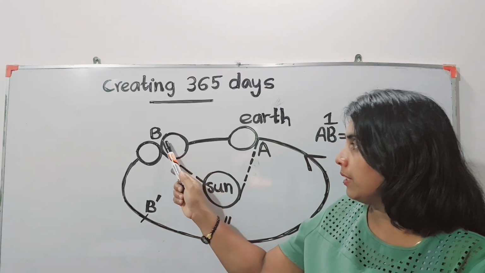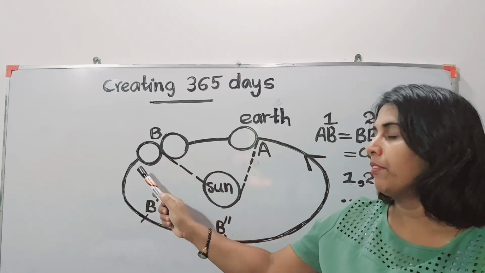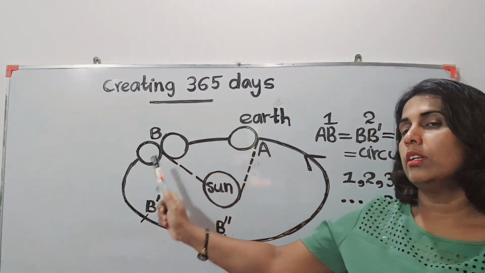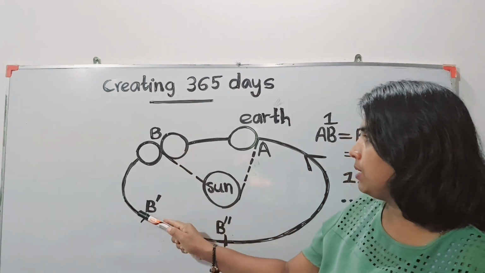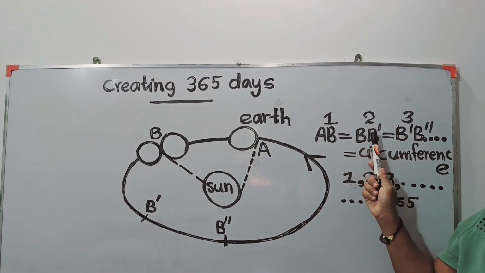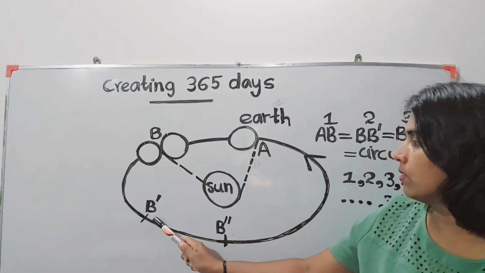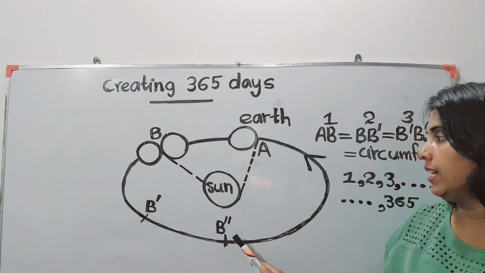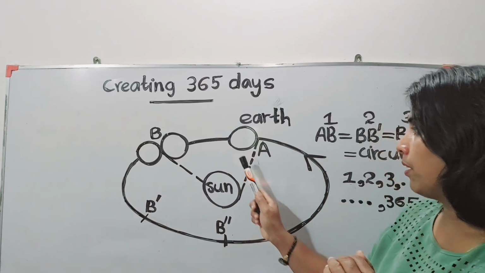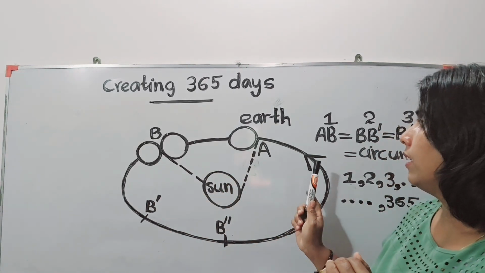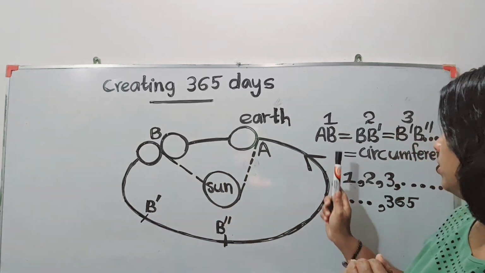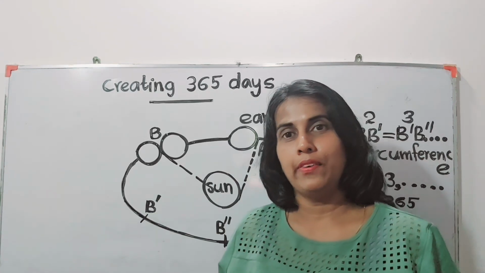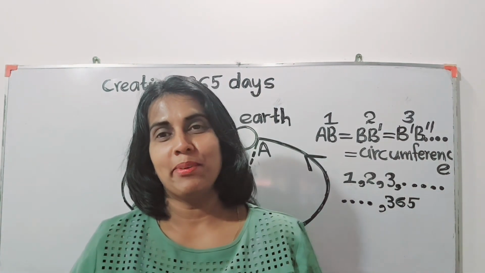Then only can we continuously take the increase in the number of days as the earth goes round the elliptical orbit. So B dash represents the day 2, and then the third day should start from B dash. B dash, B double dash represents the third day, like that. The number of days increases when the earth orbits around the elliptical path, so the number of days will go up to 365. But there is a problem.